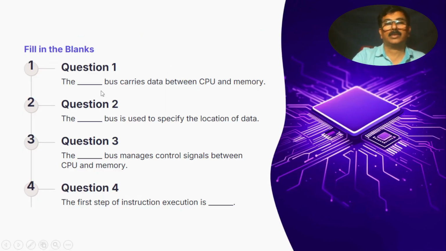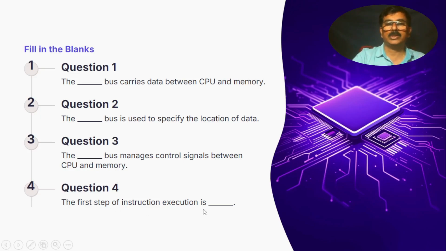Fill in the blanks. Question 1. The dash bus carries data between CPU and memory. They only said data, that's why it is the data bus. The dash bus is used to specify the location of data: address bus. The dash bus manages control signals between CPU and memory: control bus.